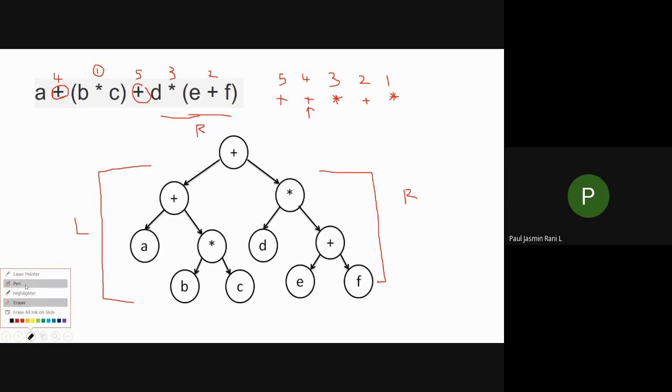After this, let us consider I constructed this expression. After doing this 4, I have to move on to the next operator, that is star, isn't it? Star is your 3. So this I have to do. For this expression, D star E plus F, how will I separate this expression?